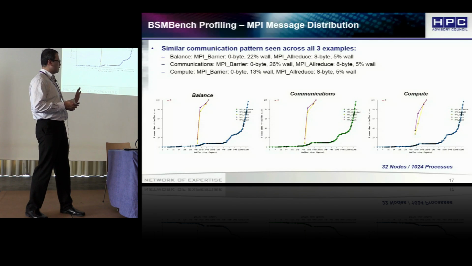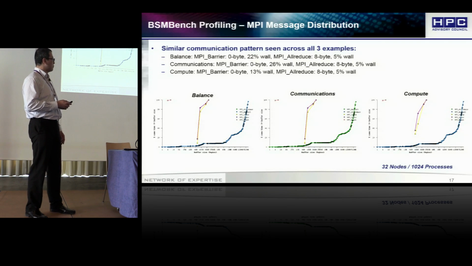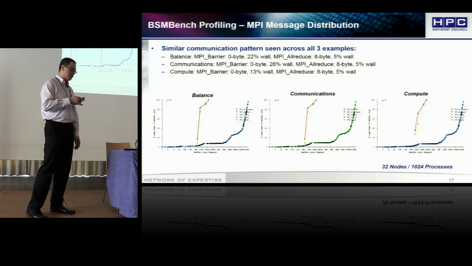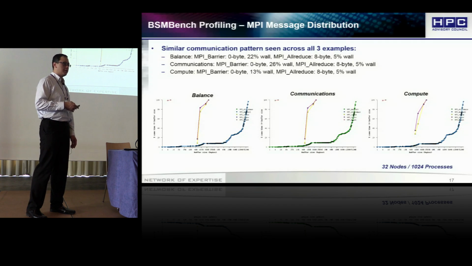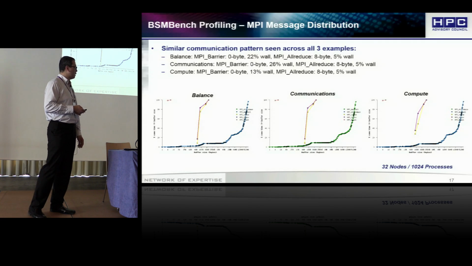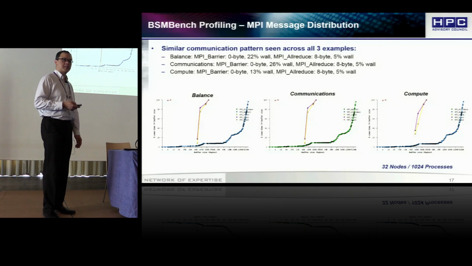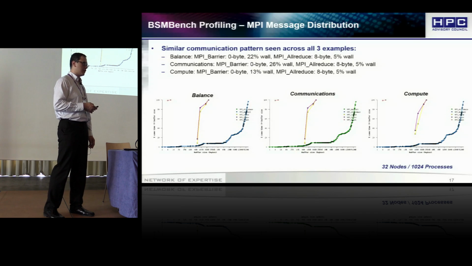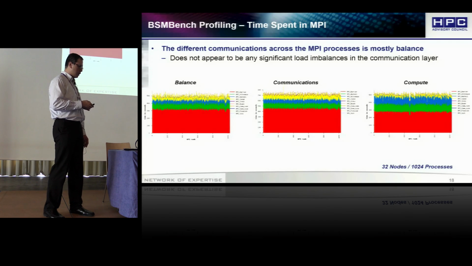A snapshot of what types of messages are being used in BSM Bench shows that a lot of non-blocking messages happen at very high buffer sizes. They are in the order of 128 meg, 256 meg, and 512 megabytes per message. So they are very large messages. A high throughput network interconnect is very essential for the performance of this benchmark.